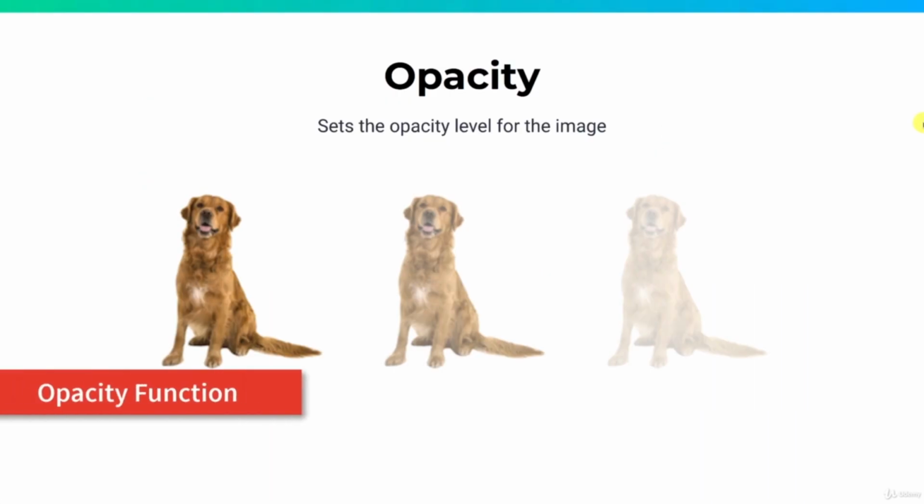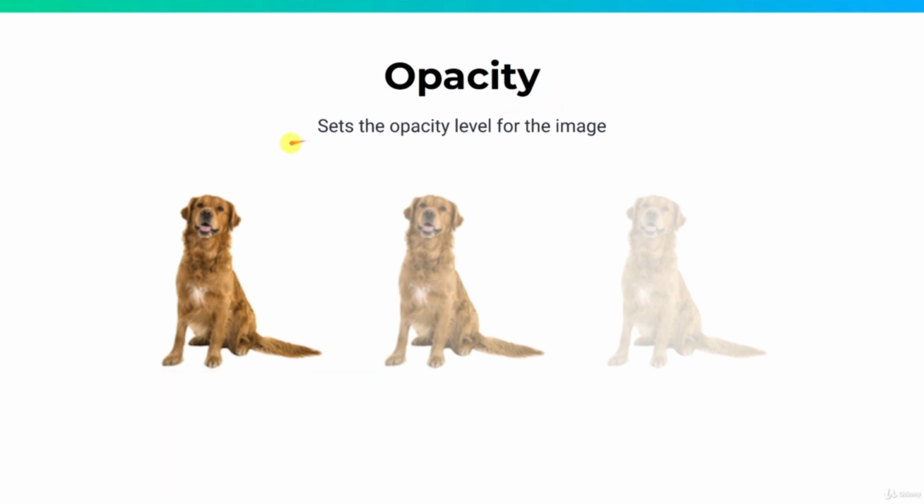So in this video, we're going to talk about the opacity function in CSS image filters, which allows you to set the opacity level for the image. So here's a demo. This is the original image, which has 100% opacity, which is the default. But if you go lower, like 50% opacity, then it will look like this. If you go even lower, to 10%, it will look like this. But if you go to 0% opacity, then the image will completely disappear from the screen.